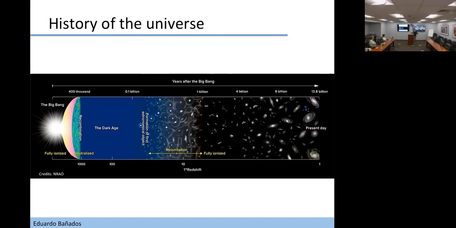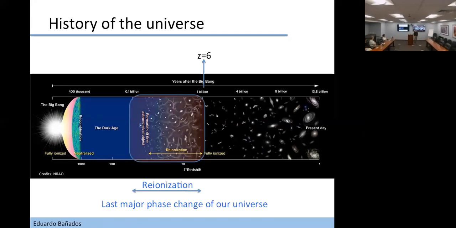Right, so the universe is big, and in this talk, I'm just going to focus on this particular region of this diagram. So the first billion years, particularly the epoch of reionization. And during this talk, I'm going to be talking back and forth between time and redshift. So for you to just have this in mind, when I say redshift 6, that means when the universe was about 1 billion years old, or 1 giga-year.